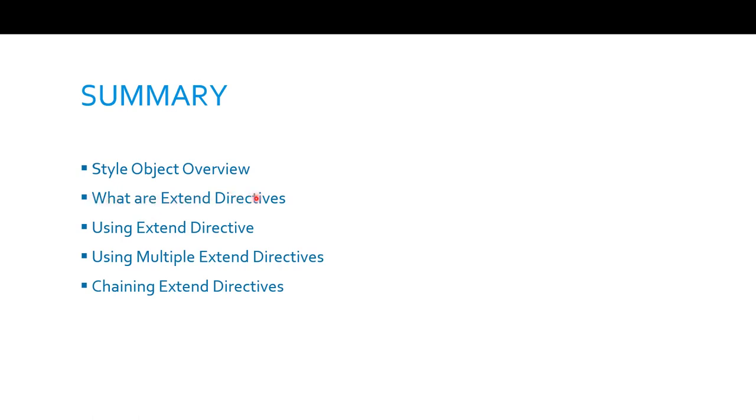I said that we use extend directives because we don't want to duplicate code here and there, up and down. So every piece of code that is common and shared between different style objects can be put in a separate style object, and then we use extend to show that relationship, that it is a shared object. So we looked at how to make use of extend directives, how to make use of multiple extend directives, and how to chain extend directives. I think with this, we've come to the conclusion of this lecture. I'll see you in the next lecture.